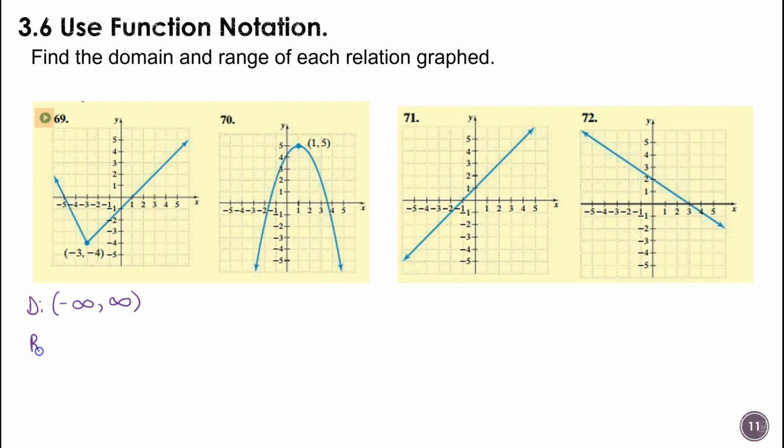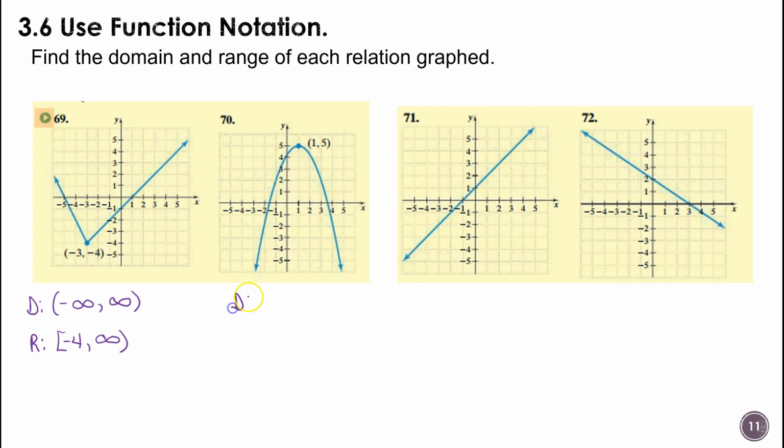Now on the range, this has a starting point. If you notice, it's at negative 4 right here, right? It's at 3, negative 3, negative 4. So because of that, it never goes any lower. So for this one, the range is going to start at negative 4 and go to positive infinity. Okay, so that's interval notation.